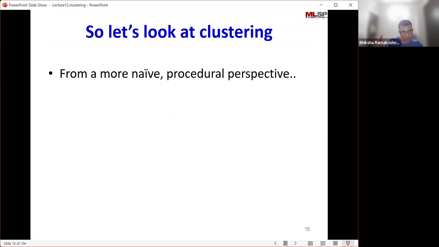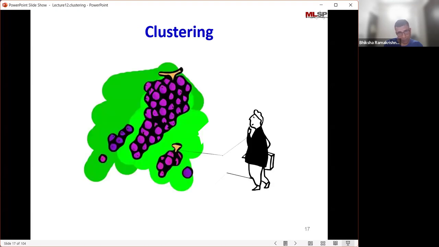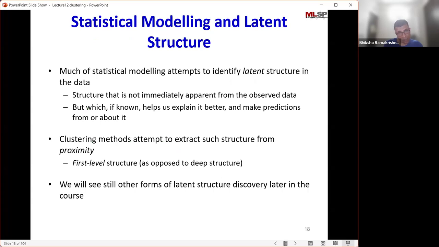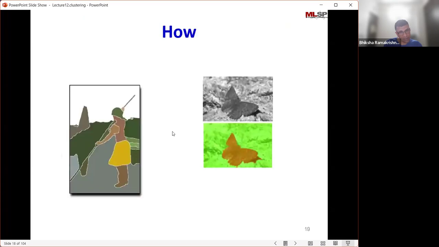Now we saw this from the algebraic perspective. But I'm going to move ahead and look at the more naive procedural perspective that all of you are very familiar with, as a precursor to something else. And so we're going to look at clustering, specifically K-means clustering. Now, much of statistical modeling attempts to identify latent structure in data, structure that's not immediately apparent from the data, but which, if known, helps us explain it better and make predictions. So clustering methods attempt to extract such structure from proximity, how close things are to each other, which is first level structure as opposed to deep structure. And we're going to see other forms of latent structure discovery later in the course.